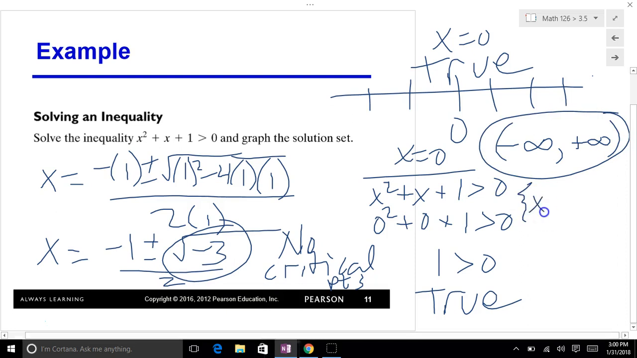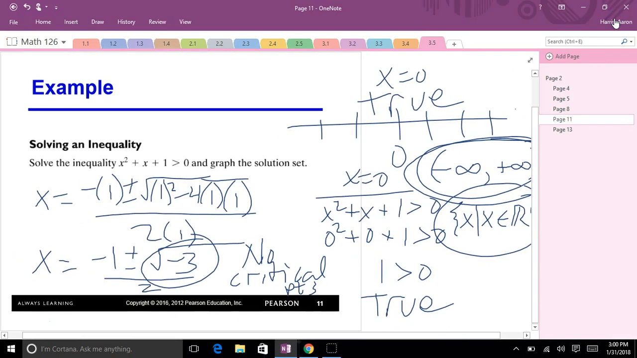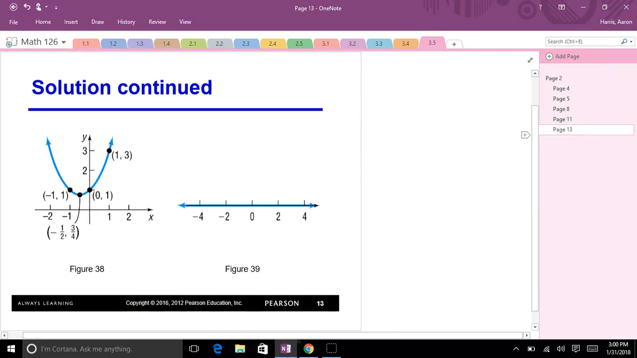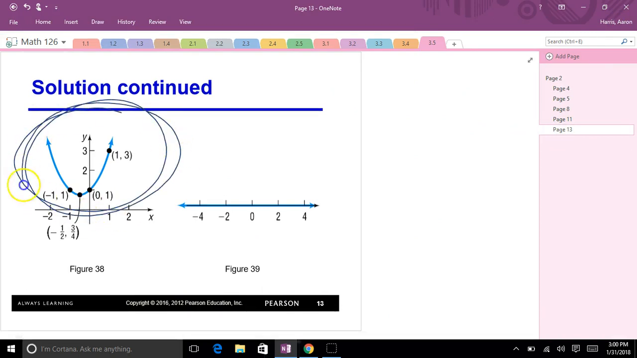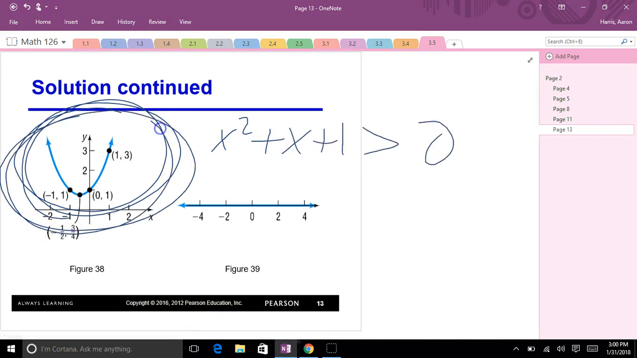Or if you want to write it with set notation, x such that x is an element of the real numbers, all real numbers. But most of the time you're going to be putting it like that in your homework. So here's a look at the graph on that. Where was the function x squared plus x plus 1 greater than 0? Everywhere. For all x values that you plug in, it's going to be greater than 0.